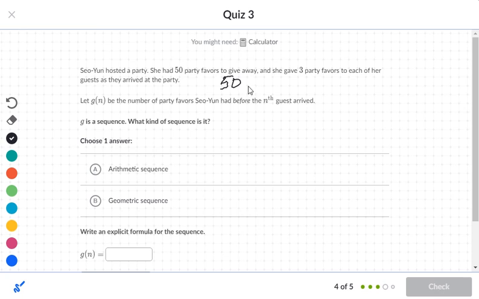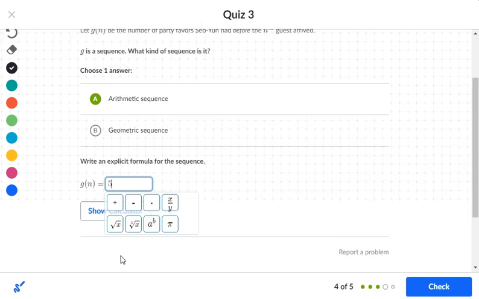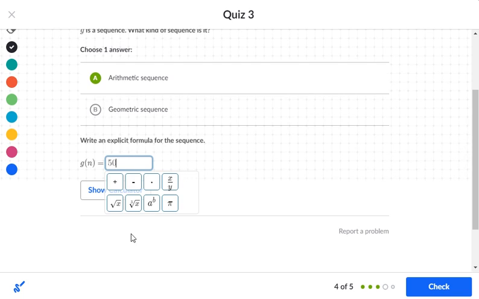Now each time somebody arrives at the party, they get 3 of them. So that 50, when you subtract 3, goes down to 47. When you subtract 3 again, it goes down to 44, 41, and so forth. So what she's doing is each time a guest arrives, they get 3 of them, so we're taking away 3 from our total. This would be an example of arithmetic, because arithmetic is a form of addition or subtraction. The number that she started with was 50. She is definitely subtracting by 3, so we're going to say minus 3.